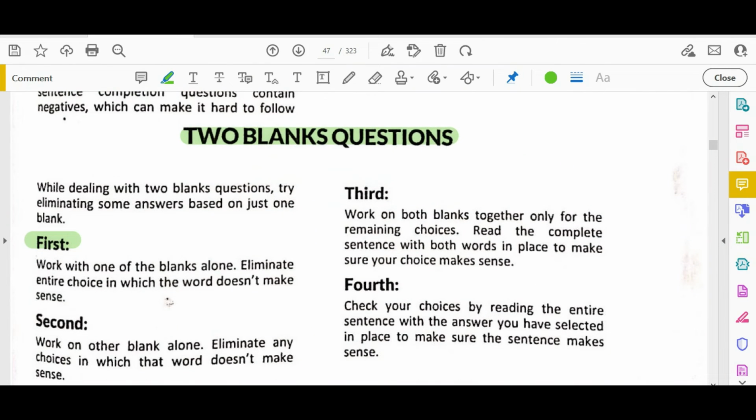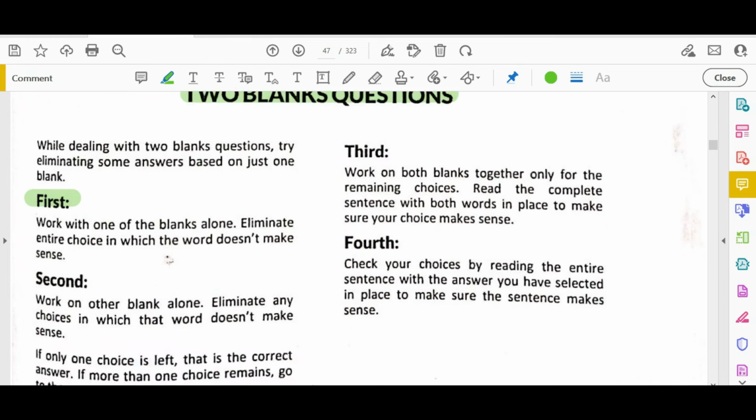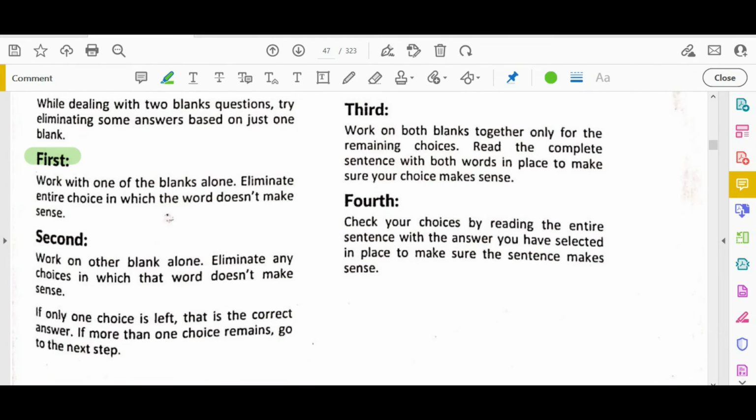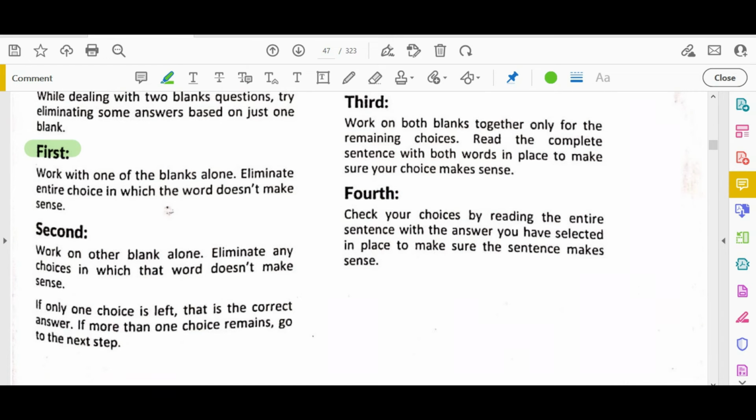Third step, work on both blanks together only for the remaining choices. Read the complete sentence with both words in place to make sure your choices make sense. Fourth, check your choices by reading the entire sentence with the answer you have selected in place to make sure the sentence makes sense.